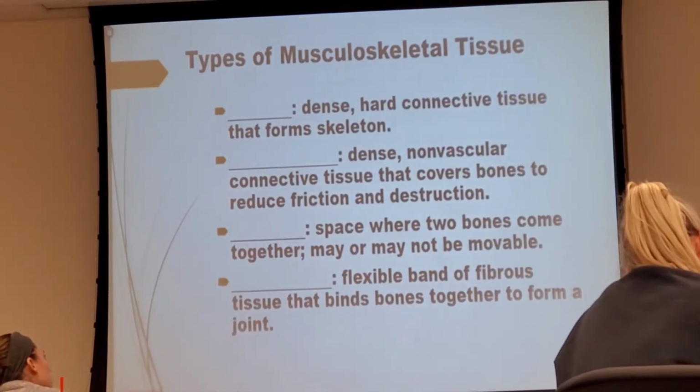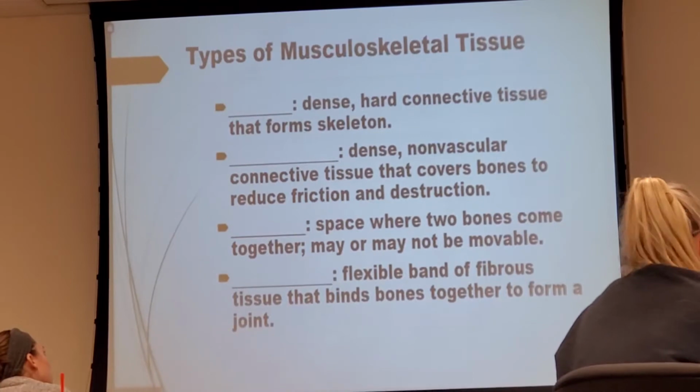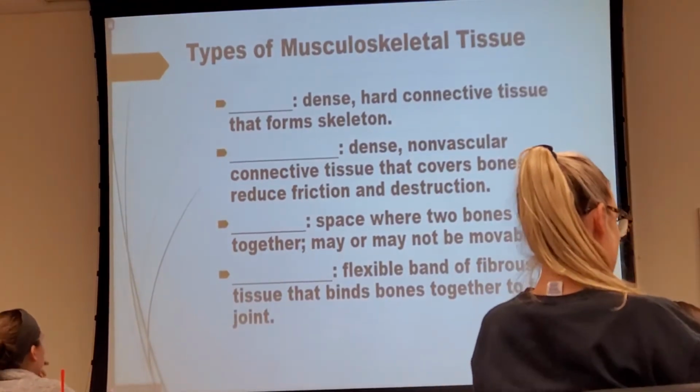Musculoskeletal tissue. So let's start with Enid. Enid, what is a dense, hard connective tissue that forms a skeleton?